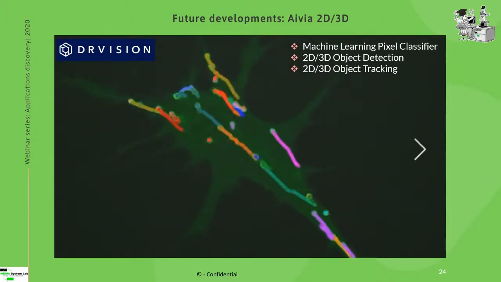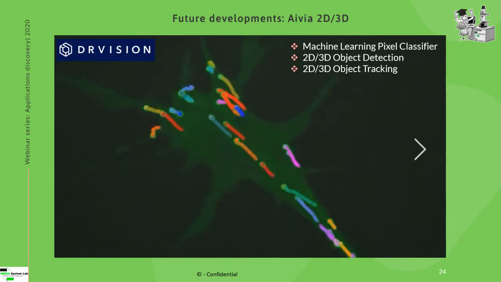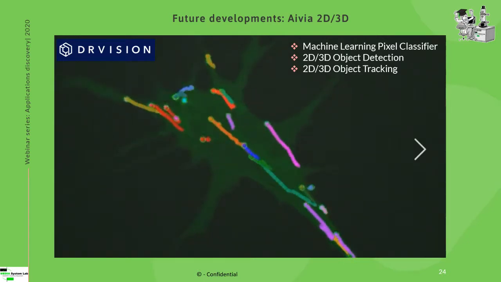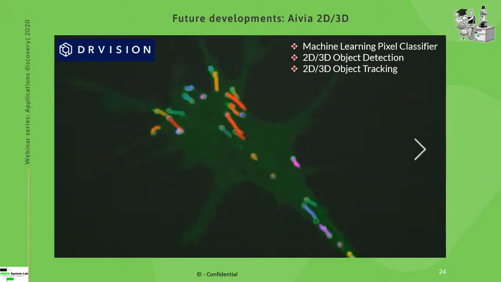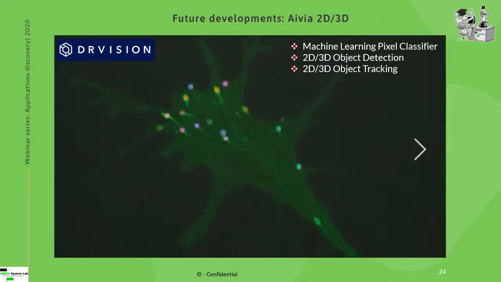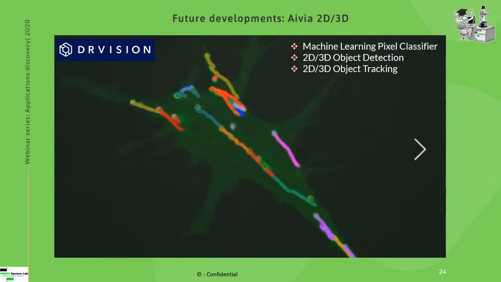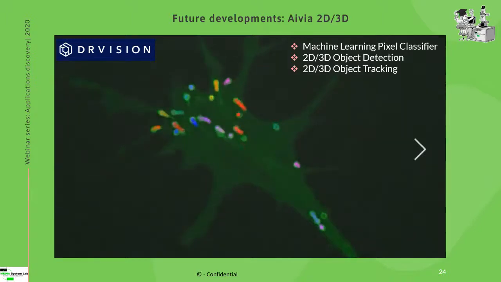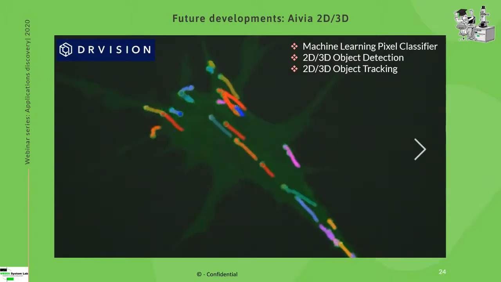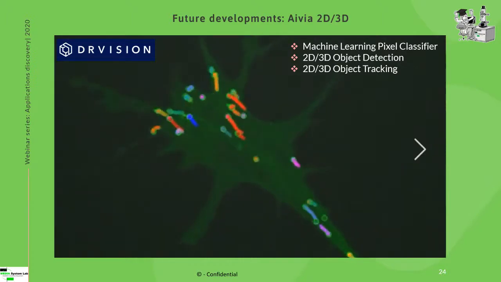Last news, probably, we have also a new partner, DR Vision, that can provide also software dedicated for machine learning and deep learning to do object detection and object tracking in 2 dimensions and 3 dimensions. That will be absolutely useful when you try to track the nanoparticles inside living cells.